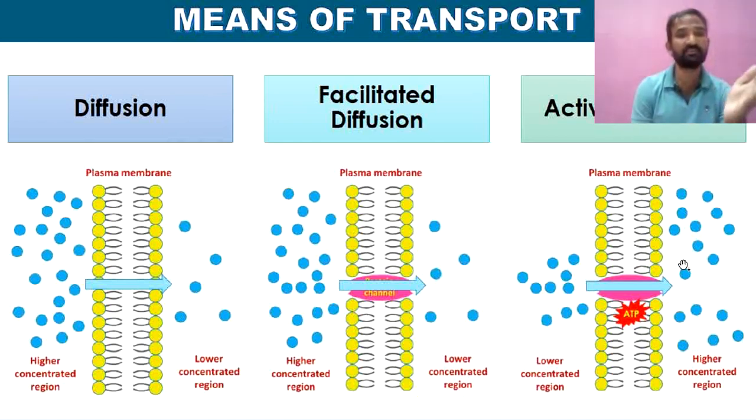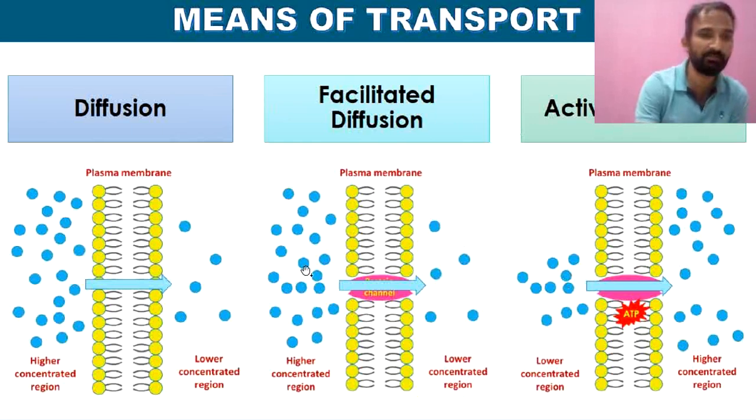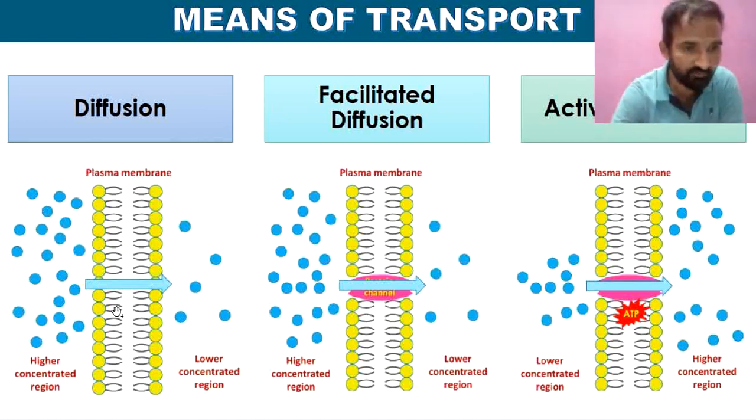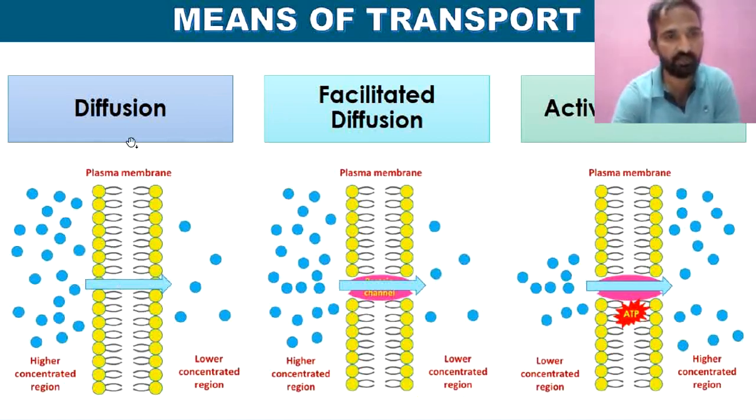First, here we discuss diffusion. What is diffusion? Diffusion means the molecules which are highly concentrated move towards the lower concentrated region, from the highly concentrated region to the lower concentrated region through a plasma membrane. This is called diffusion.